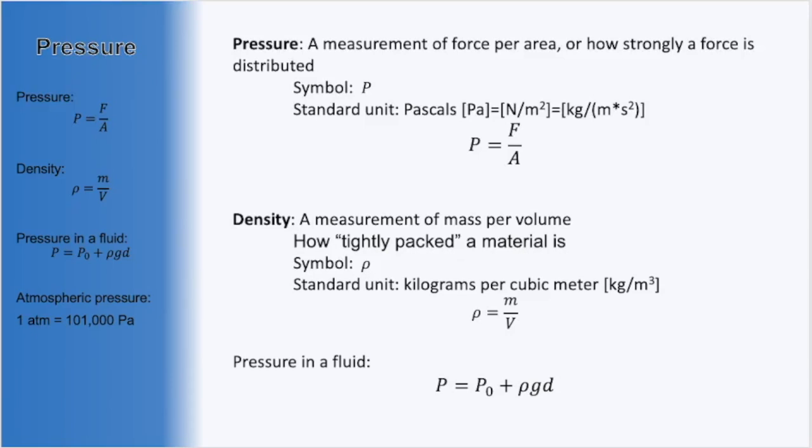Now that we understand density, we can discuss the pressure that an object would feel by being submerged some depth in a fluid. This pressure is due to the weight of all that fluid above the object and can be found using the formula where pressure equals some initial pressure at the top of the fluid, plus the density of the fluid times g times the depth that the object is in that fluid.